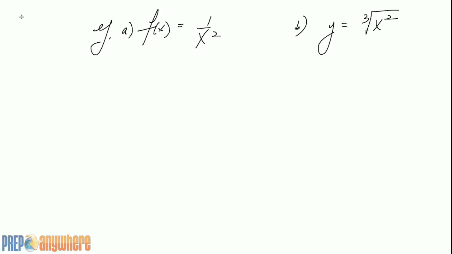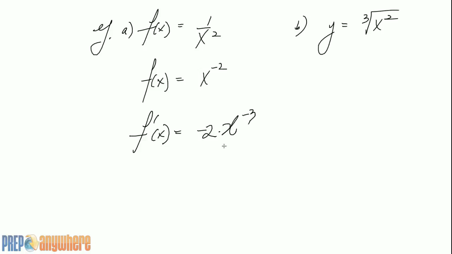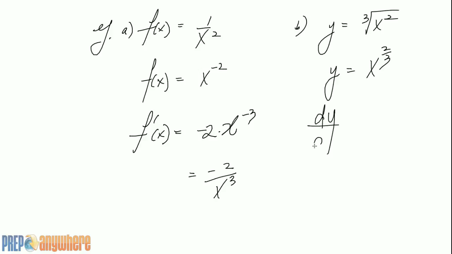So these are slightly hidden examples. You have to make it look like a power function first, which is this. Okay, so the derivative will be minus 2 x to the power of negative 3 for this one, which is this. This one here, in the power form, it's 2 over 3. So dy over dx, or y prime, is going to be 2 over 3, x to the power of 2 over 3 minus 1.